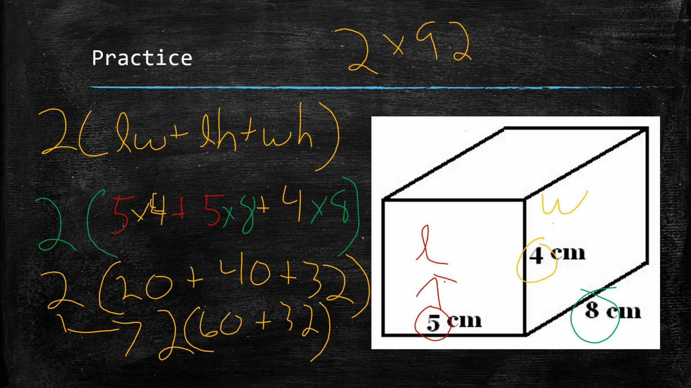So I'm going to stack this just to check my work. 2 times 2 is 4, 2 times 9 is 18. So that's my final answer. It's 184. Because this is surface area, it is going to be squared. So 184 centimeters squared.